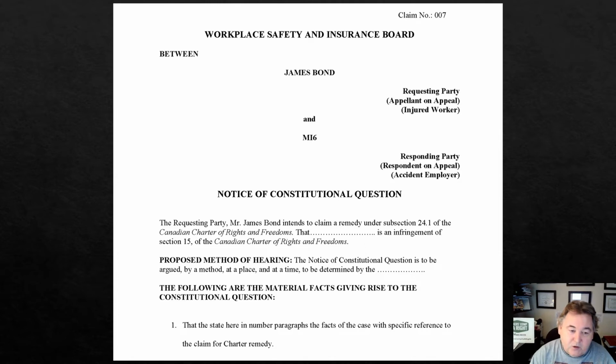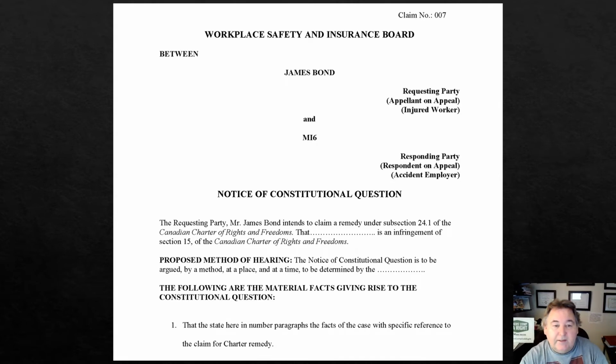Oftentimes, injured workers or people will send me correspondence and it's just one long paragraph. It's really bad. It's hard on the eyes. It's hard to read. So it's really important to give physical structure to your document. And one way is numbering the paragraphs.